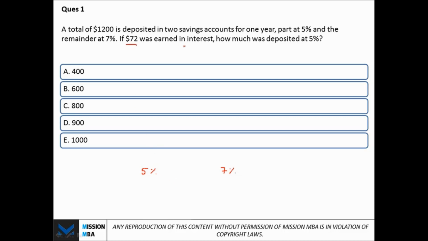If 72 was earned in interest, that means in total, how much have you earned? You have earned 72 by 1200 into 100. That simply takes you to 6%. So guys, the net interest is 6%. Isn't it a mixture question? You are mixing two investments. One is paying you 5%, the other 7%, and the net resultant is 6%.